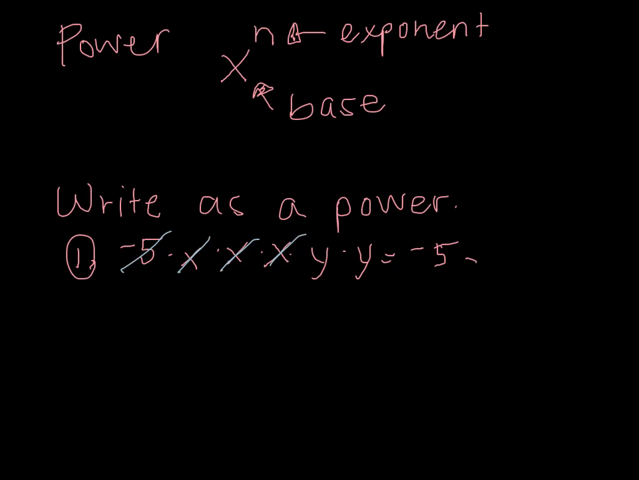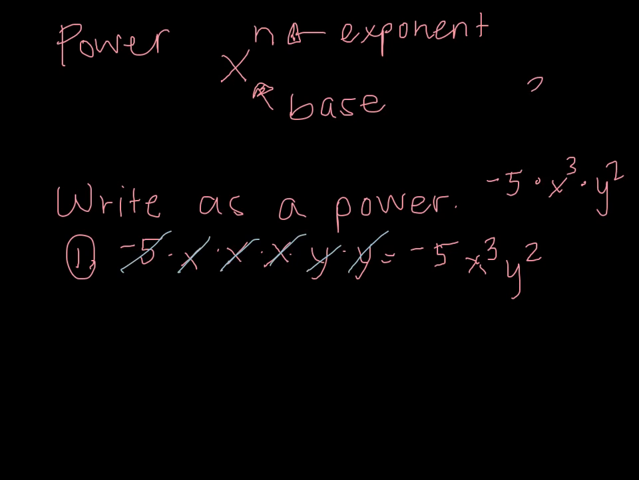Okay, so my base is x. How many were there? 3. Then how many y's? I have 1, 2 y's. So then I'm going to write y to the 2nd power. Now I hope you noticed I didn't write it as negative 5 times x cubed times y squared.